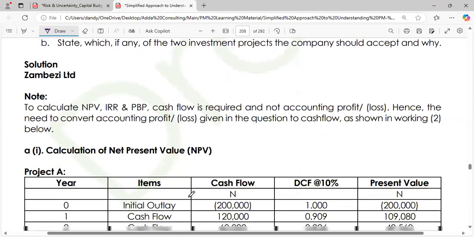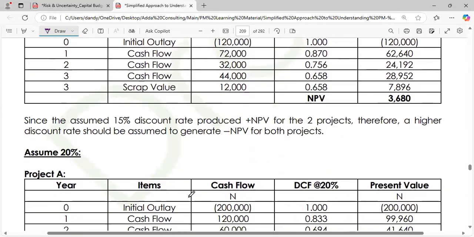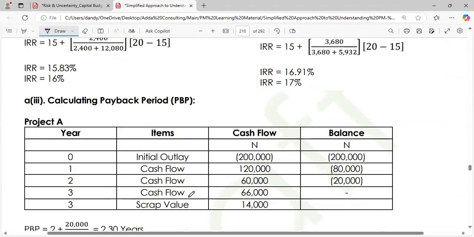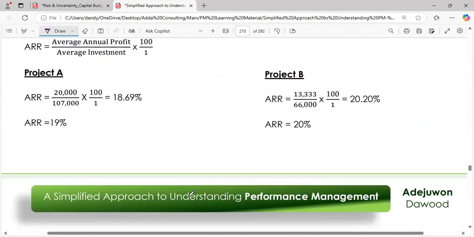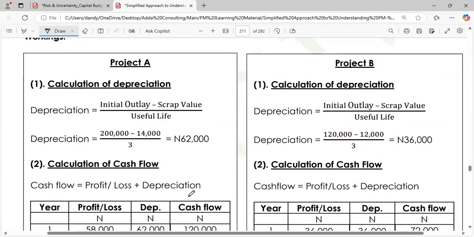So let's see how I solve this question. First thing first, you need to go and do your workings. So let's go to workings. Working number 1 is to calculate annual depreciation, and you know that depreciation is initial outlay minus scrap value of the project, divided by the useful life.